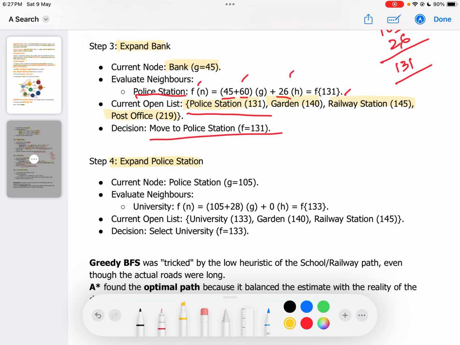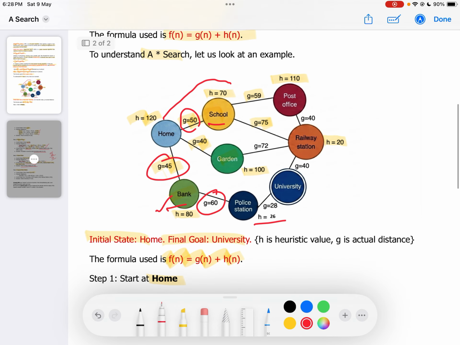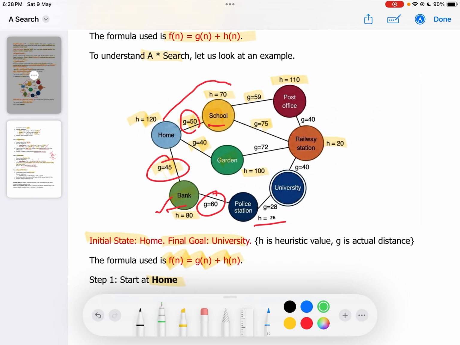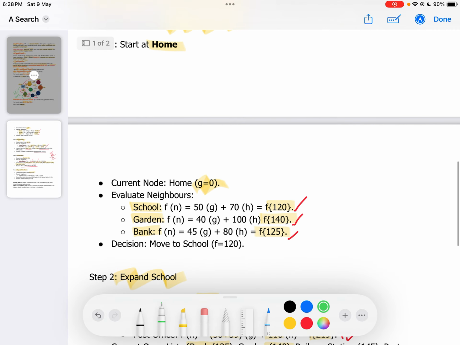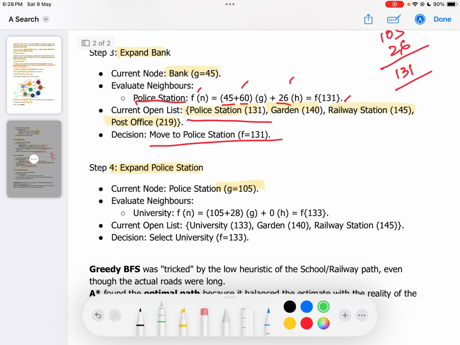So what do we have? g is 105. How did we get this 105? First, from home to bank, 45. From there to police station, 60. So that's how we got 105.